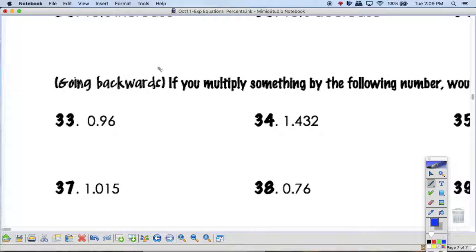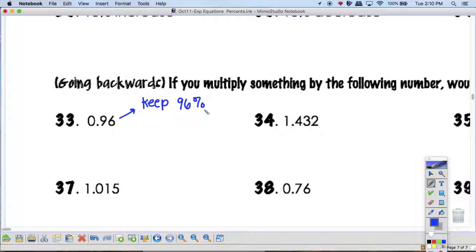If I multiply by 0.96, think about, is that close to 1? 0.96 is close to 1, so the value is not going to change all that much, okay? So it's not going to be a ton of growth or decay. So I'm going to change this. If I multiply by 0.96, that means I am keeping 96% of the value, okay?